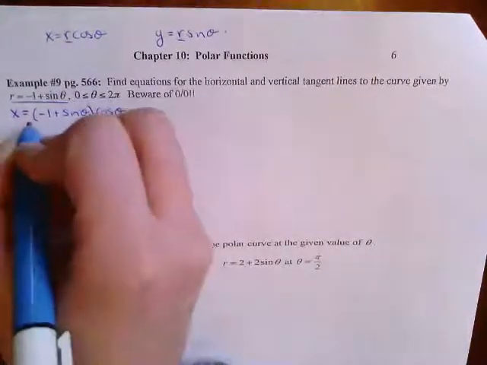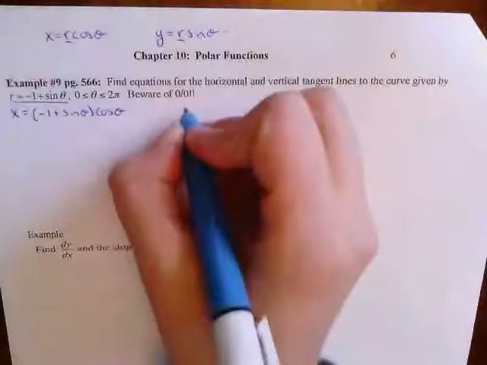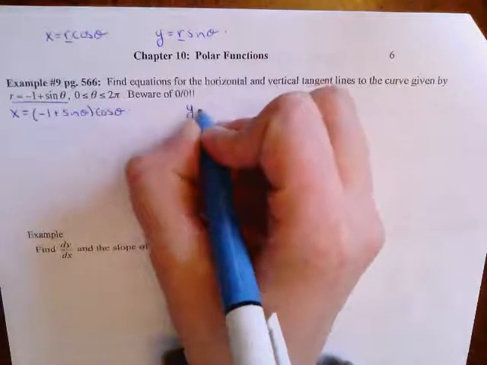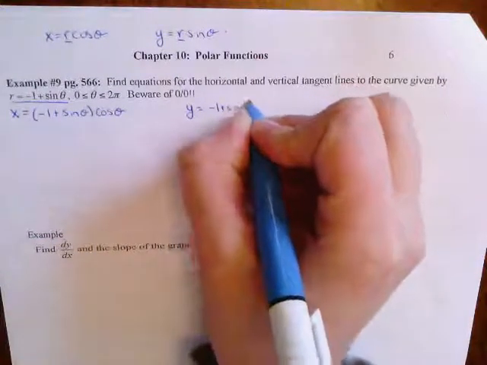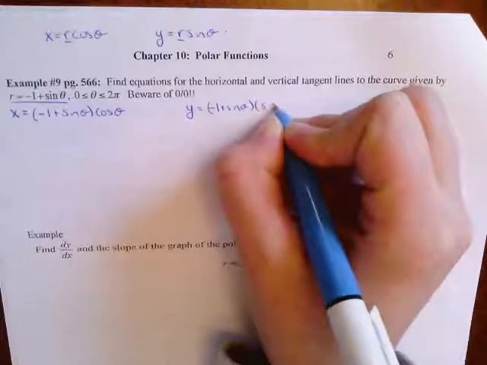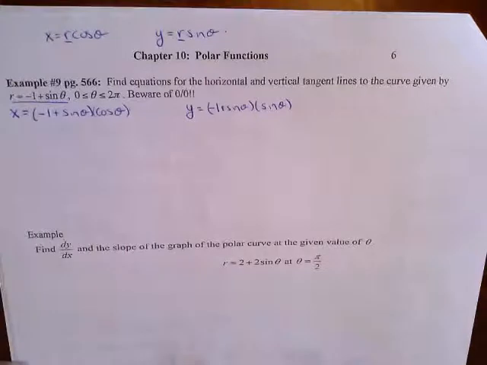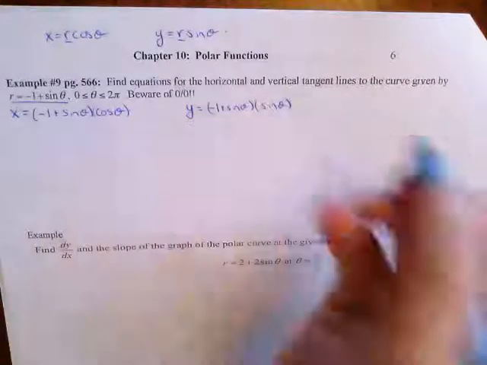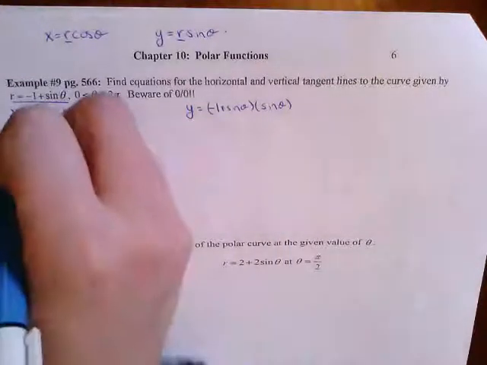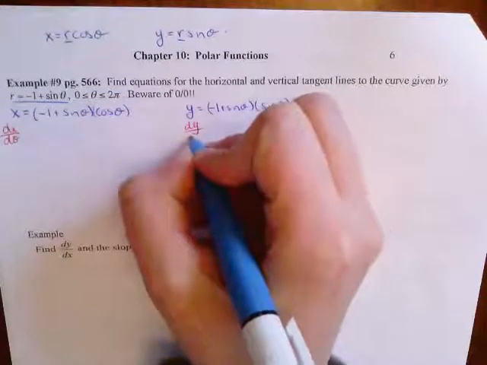And then my y, I'm just going to do it right next to it. My y is going to be -1 plus sine of theta, which is r, times sine of theta. Now putting these in parentheses doesn't really matter, but for notation's sake. Alright, so since we're finding equations for horizontal and vertical tangents, we have to, of course, find the derivative of x, and we have to find the derivative of y.